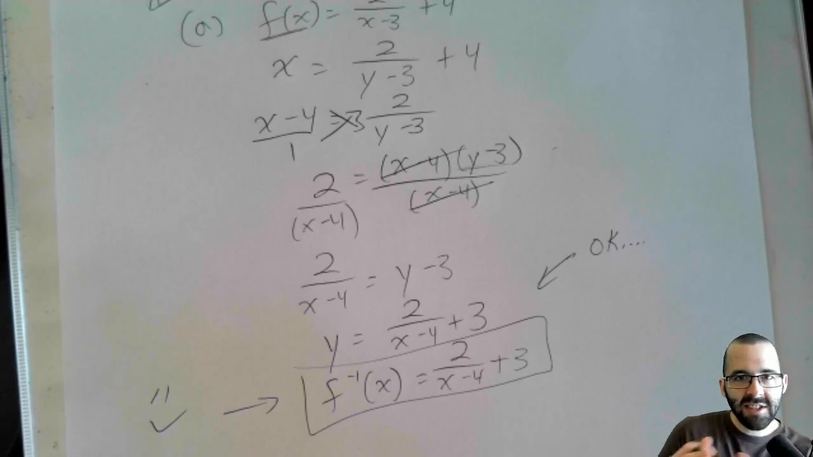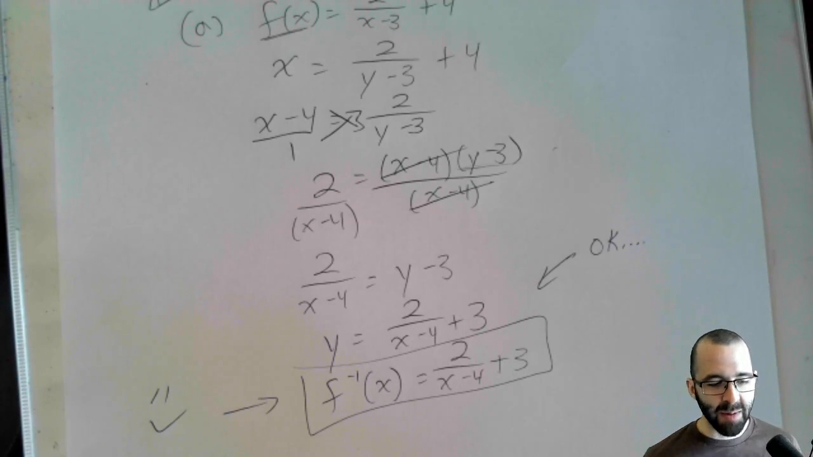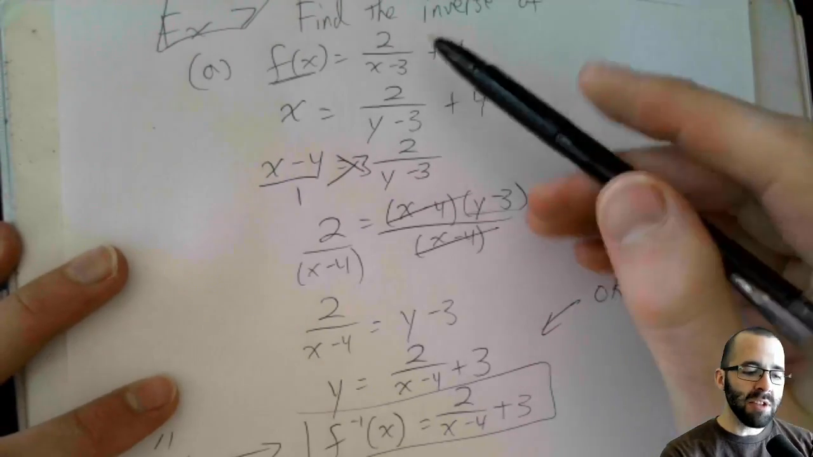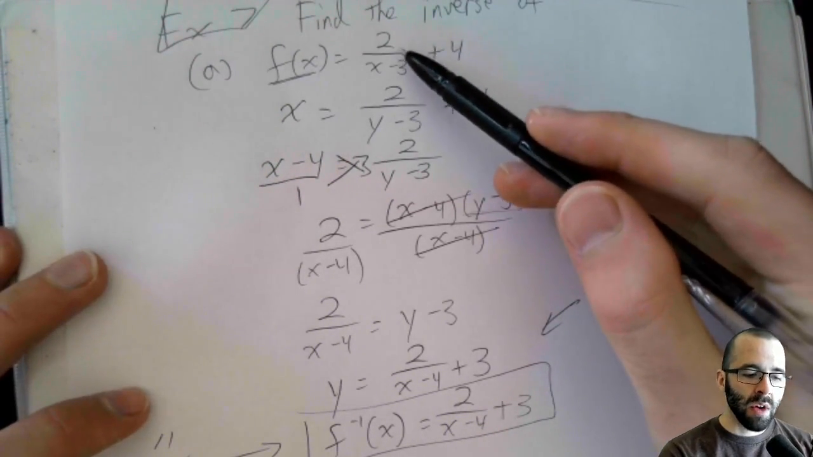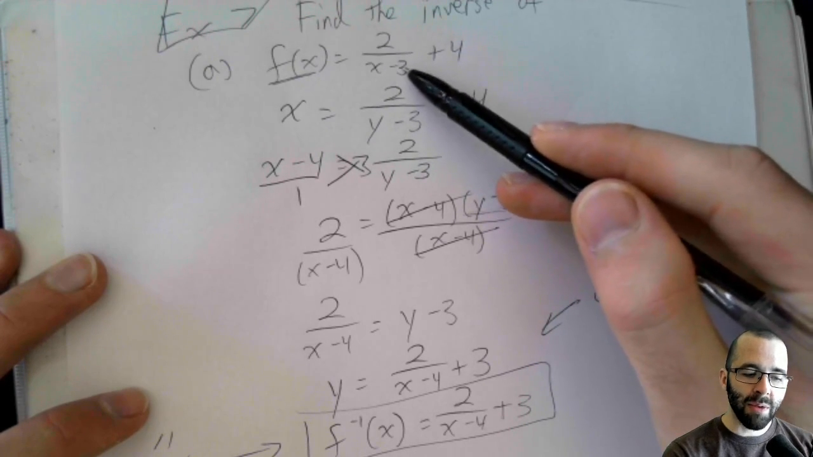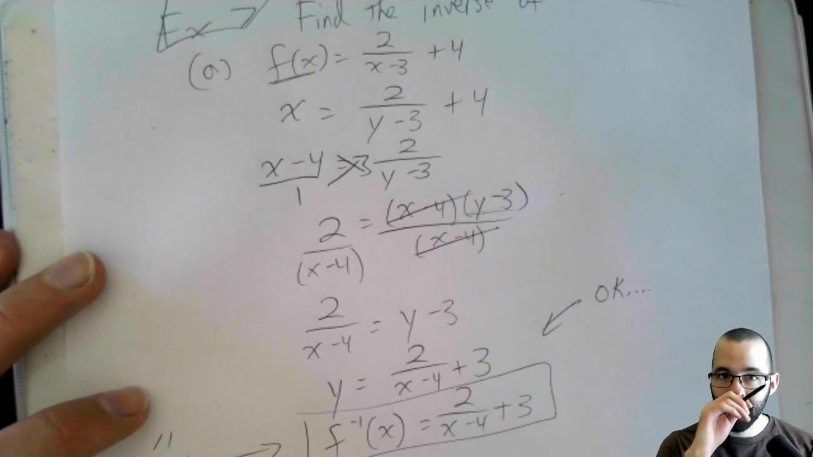And remember, let's tie it all in. Let's tie it all together like a birthday gift with a bow on top. We already put the wrapping paper on it. What was our original function? Our original function, we said, is a reciprocal function shifted right 3 units and up 4 with a vertical stretching of 2.